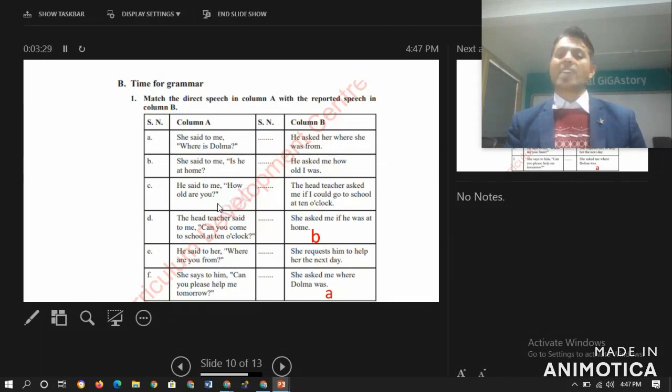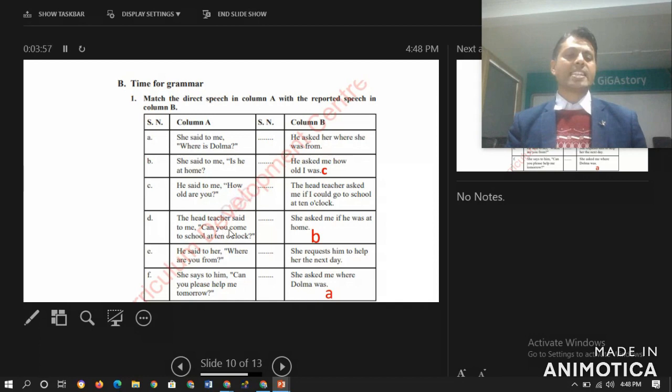Okay, asked, no doubt. He asked, okay, he asked, then find the answer. Okay, he asked me how old I was. Okay, here, how old I was. Look at this answer here, number C. He asked me how old I was. Now look at the next number D.